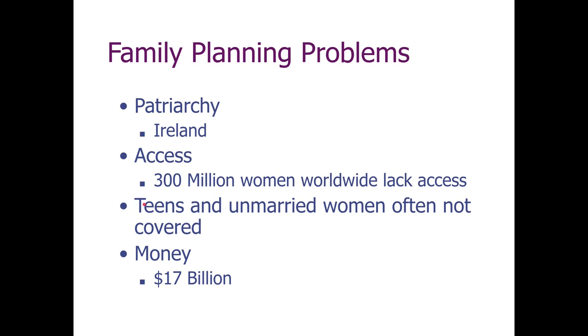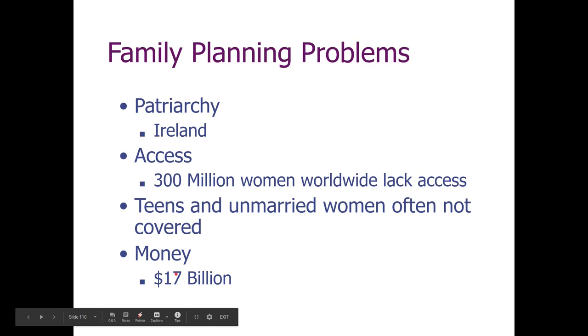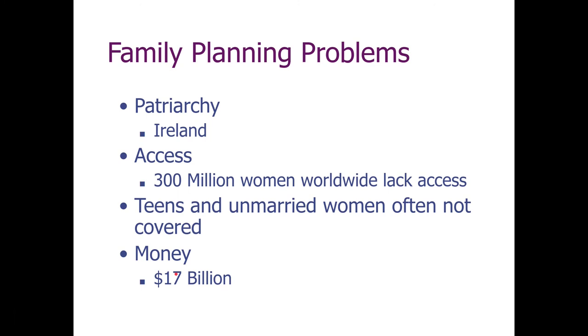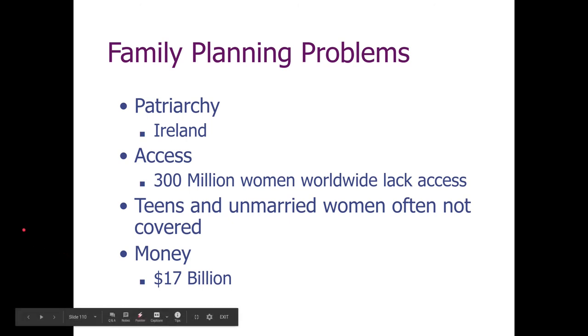Some countries' family planning programs don't cover teens and unmarried women, operating under the assumption that the only people having sex are married couples. To provide family planning globally would cost about $17 billion, which is nothing. Compared to military budgets, compared to people like Elon Musk and Jeff Bezos' increases in wealth, $17 billion is nothing.